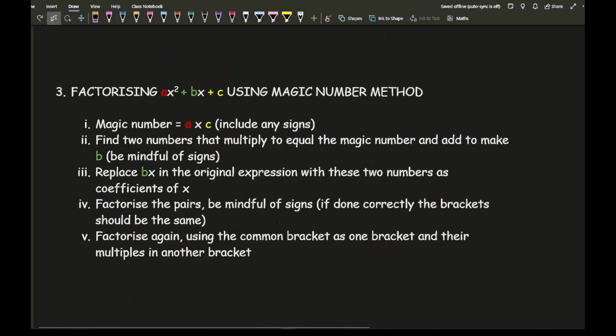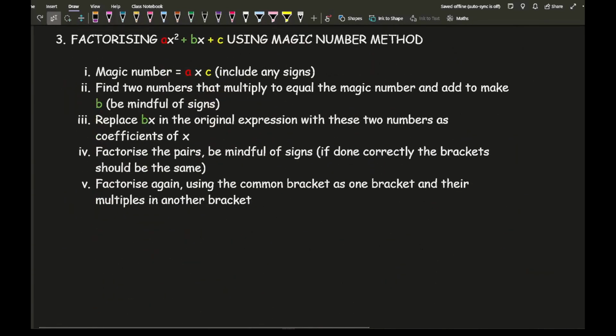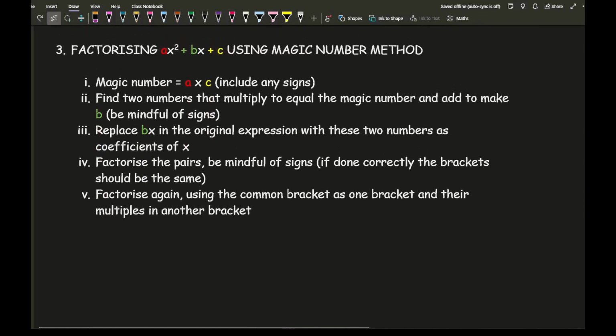So now let's have a look at the actual method. Now, this method can be called several things. So if your teacher has called it a different method, then that's absolutely fine.